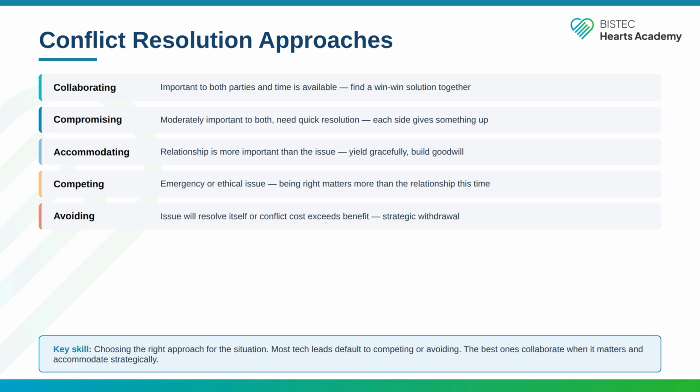Competing. Use this for emergencies or ethical issues. When being right matters more than the relationship. A security vulnerability that needs to be fixed immediately. A decision that violates compliance requirements. Use this sparingly. Every time you compete, you spend relationship capital.